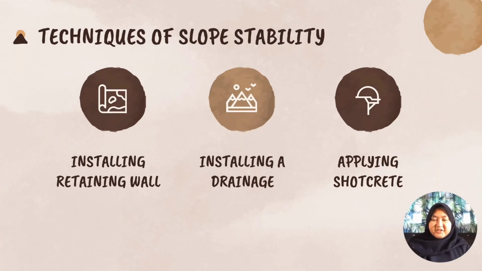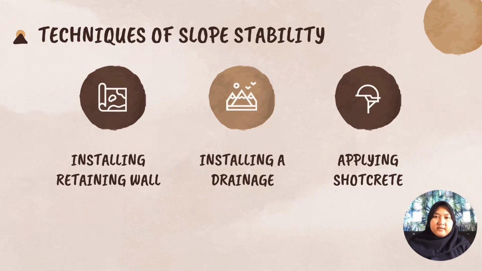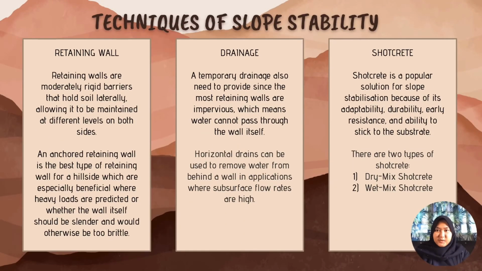Next, I will continue the presentation on techniques of slope stability. There are three techniques of slope stability: the first one is installing a retaining wall, second installing a drainage, and lastly applying shotcrete. The first one is retaining wall.